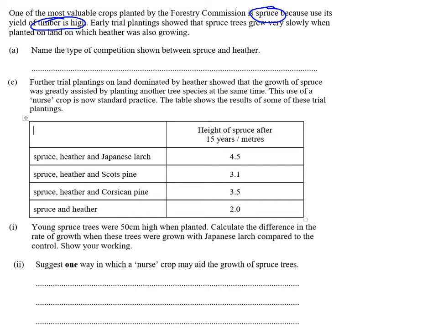Well, because these are different species of plants and they compete for similar minerals such as nitrates, phosphates, magnesium ions, we know it's going to be called interspecific competition. So inter means between. So interspecific is competition between members of different species.